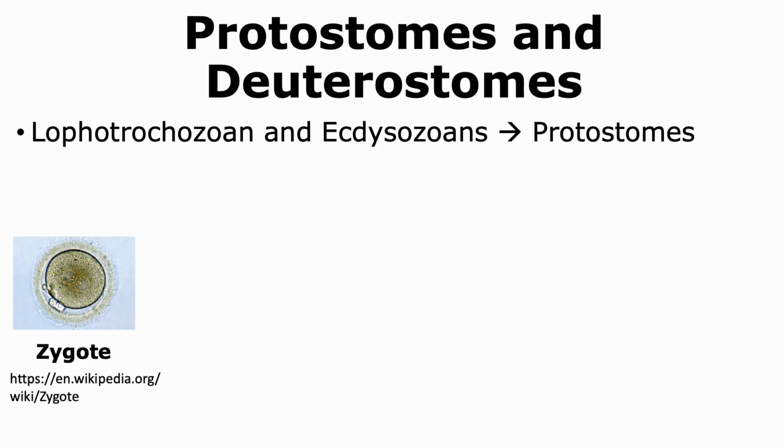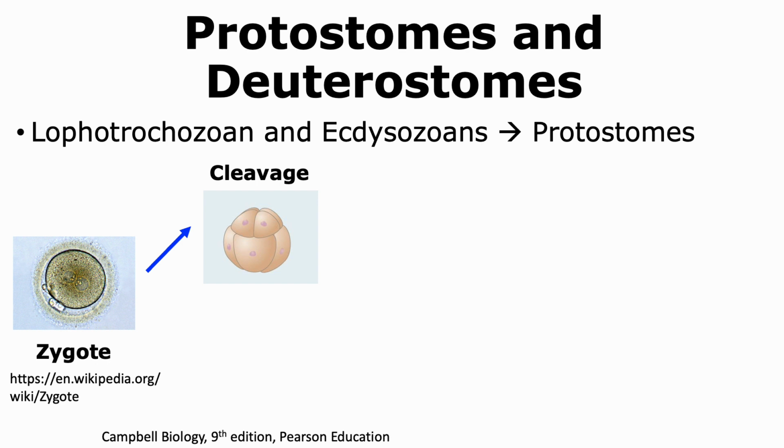Animals belonging to the clade Lophotrochozoa and Ecdysozoa are also called protostomes. Let us see how these are different than those animals present in the clade Deuterostomia. For that, let us consider the zygote, which is a single cell. The zygote must undergo a series of mitotic divisions during the process of cleavage.